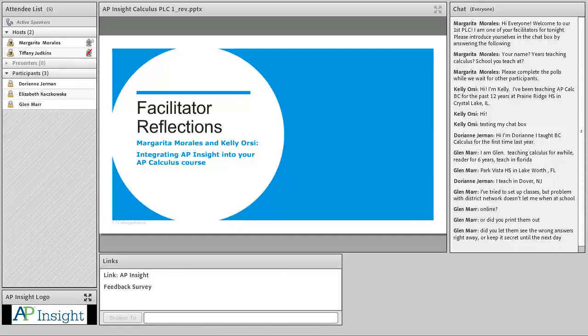So based off my reflection, I just want you guys to know that you could plan out a particular unit that you feel weak in, or that you feel you're going to need those extra resources for, and just plan for it. Just plan for that one unit. You don't have to add in all of your AP Insight material right away to every single unit.